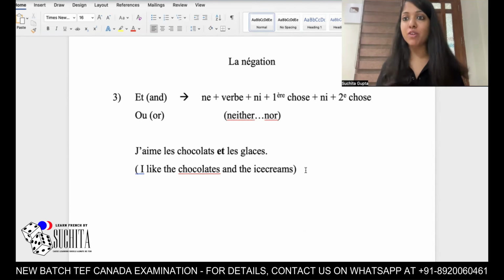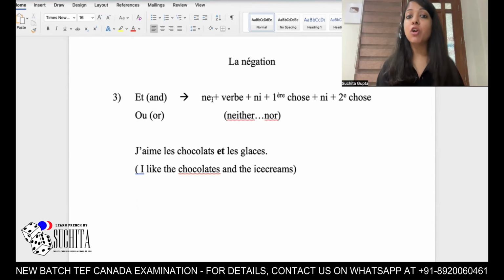The first example, which is reflecting on your screen, is j'aime les chocolats et les glaces. Now, the word which has to be negated over here is et, which means and. By using et, I have joined two things. The first thing is the chocolates and the second thing is the ice creams. In order to negate it, of course, you will say, I neither like chocolates nor ice creams.